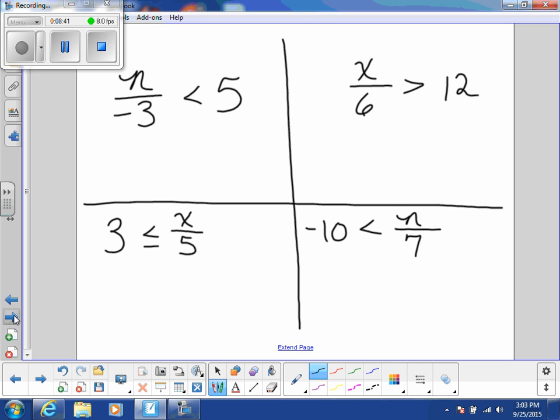Well, the inverse of dividing by negative 3 is to multiply by negative 3. That leaves n over here, because the n on the top cancels out with the 3 on the top, which cancels out with the n on the bottom. Since I multiplied by a negative 3, flip the inequality sign, and positive 5 times negative 3 is negative 15.